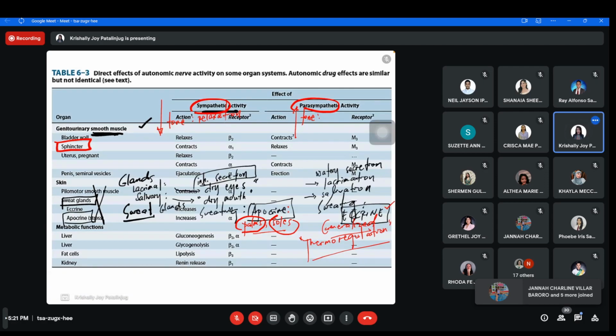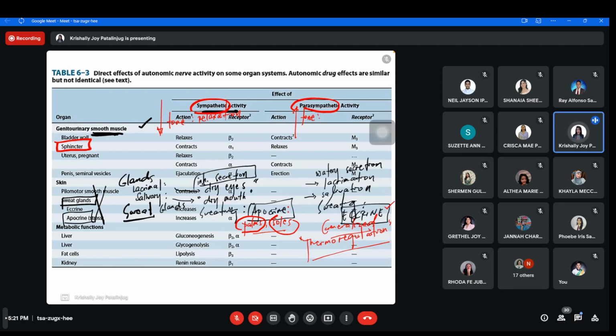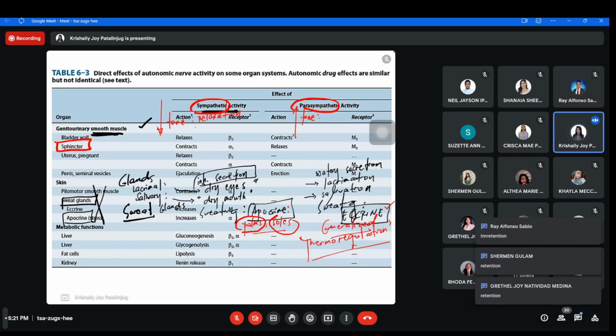What do you think will be the sympathetic activity sa urinary bladder? Is it urination or urinary retention? What do you think? Is it urination or retention? Yes, urinary retention. Okay, very good. So that's the sympathetic activity for urinary bladder.